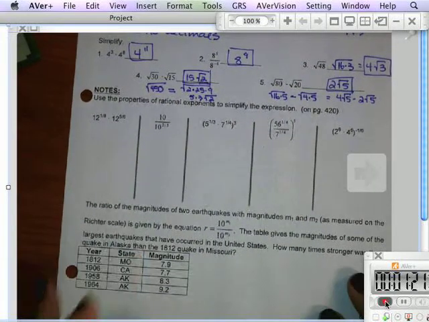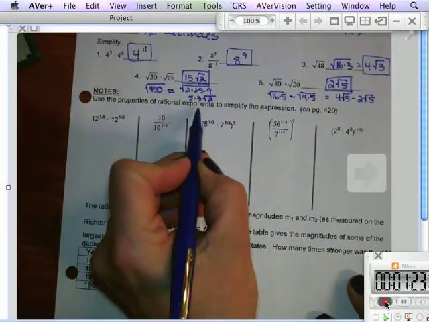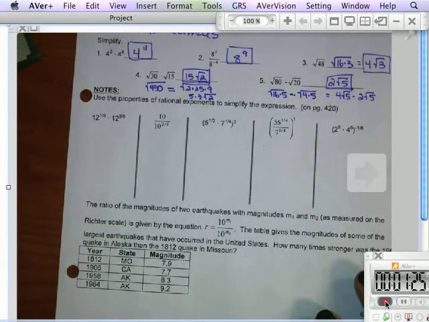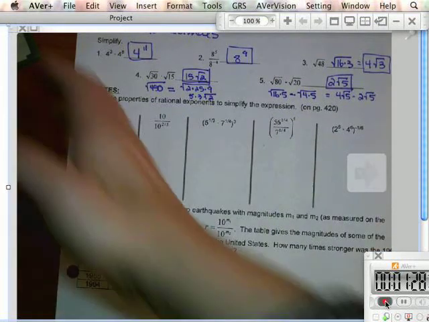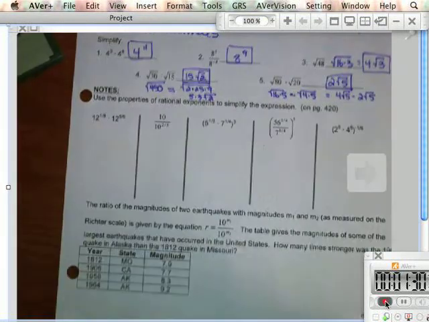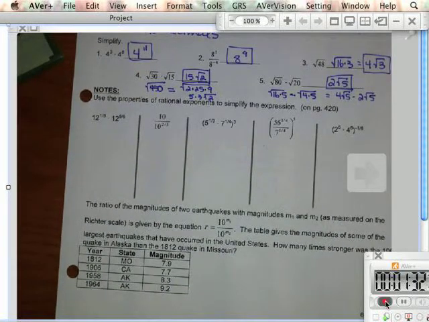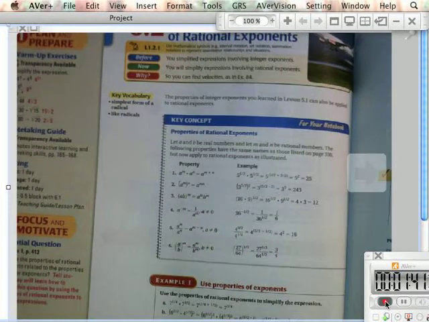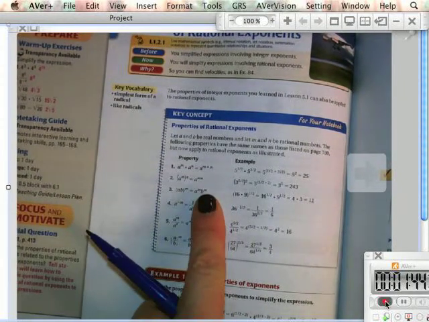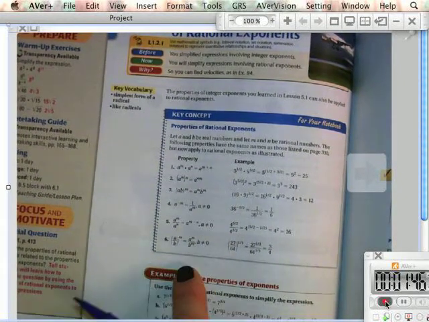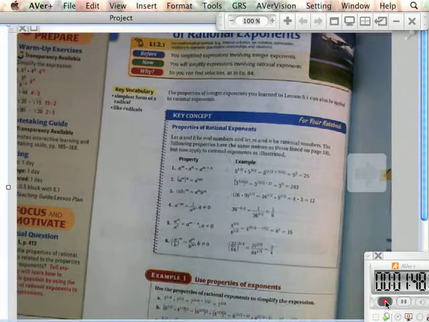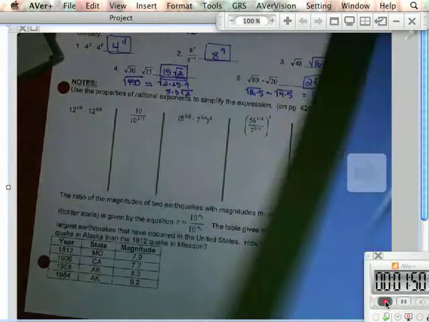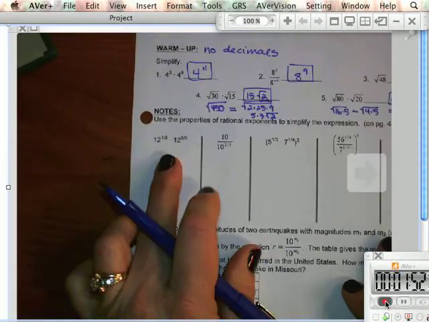Let's practice this. Use the properties of rational exponents to simplify the expression. If you look at page 420, I'm going to show it to you anyway. When you're doing your homework, if you're not sure, there are all these properties here that might help you if you need them. It's basically properties of rational exponents. But here we go.